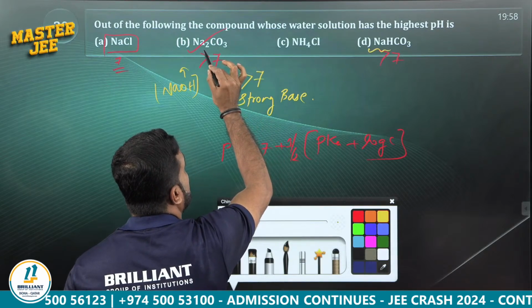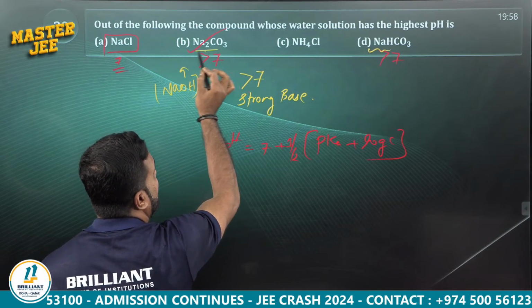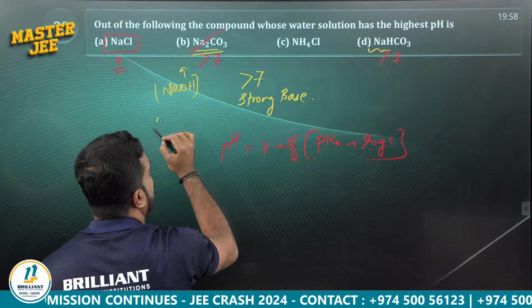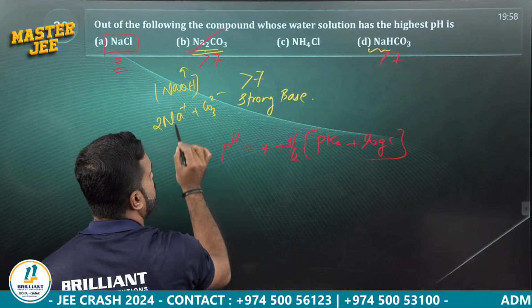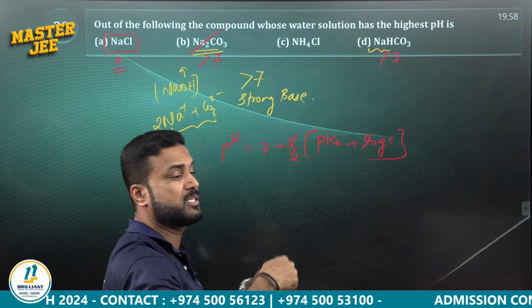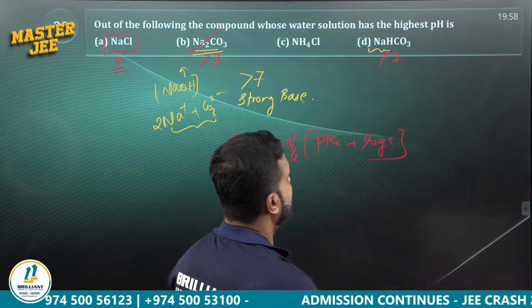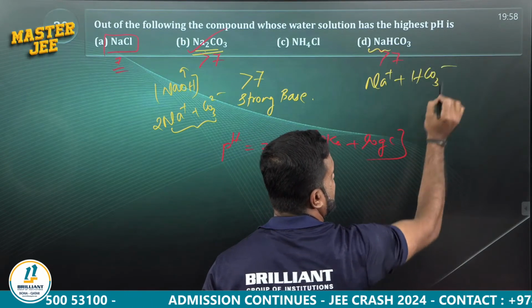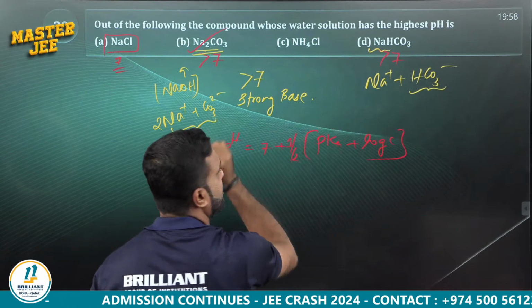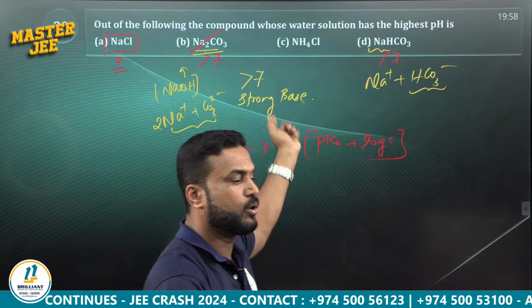Why? You know that pH depends on the concentration of ions. When Na2CO3 dissociates, here it will be 2 Na plus ions plus CO3 2 minus ion. So when the number of ions increases, concentration increases, and that will increase the pH. But here it will be Na plus ion plus HCO3 minus ion. Here the bicarbonate ion and here the carbonate. So when you compare the concentration for these two, concentration is more.